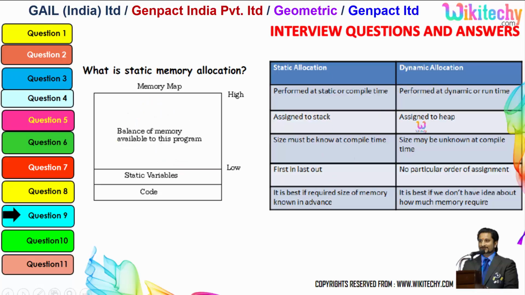Here is a straightforward difference. Static allocation is performed at static or compile time, whereas dynamic allocation is performed at dynamic or runtime. Static is assigned to the stack, dynamic is assigned to the heap. The size must be known at compile time for static, and it will be unknown at compile time for dynamic. Static is first in, last out, while dynamic has no particular order of assignment. Static is best if the required size of memory is known in advance. Over here, dynamic is best if you don't have an idea about how much memory is required.